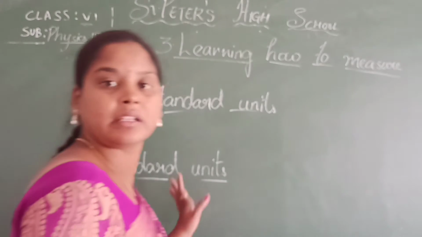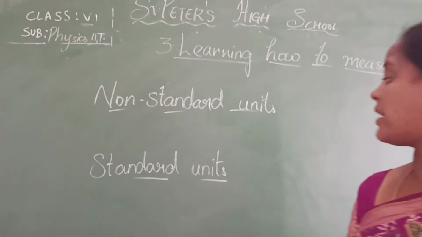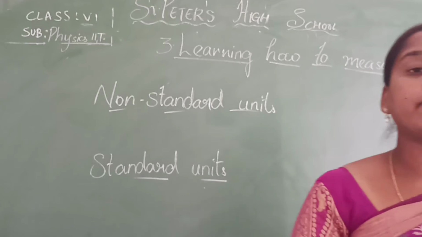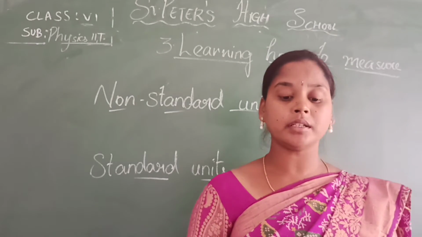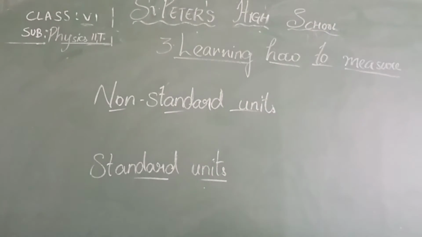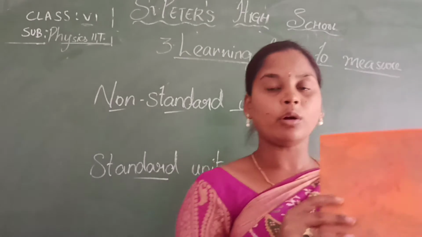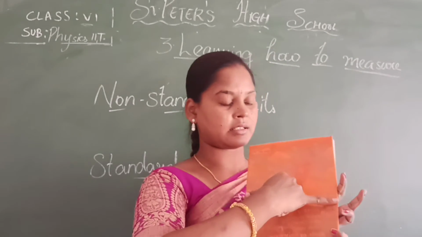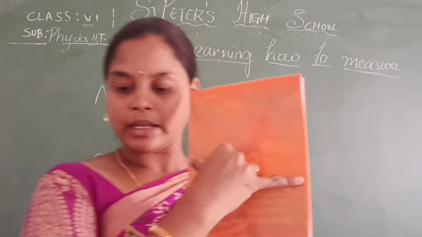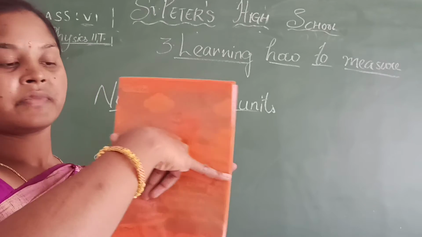We have already discussed this topic in the bridge course. Non-standard units are those which will not be the same for all places. For example, I am taking this book. If I want to measure it, I can measure it like this. This is called a hand span, right? I am measuring it like this. Is it correct?